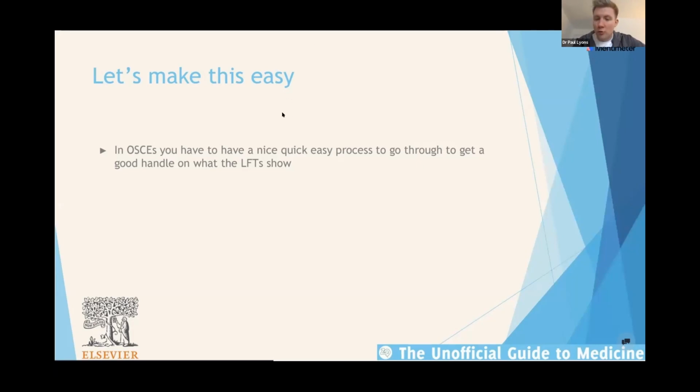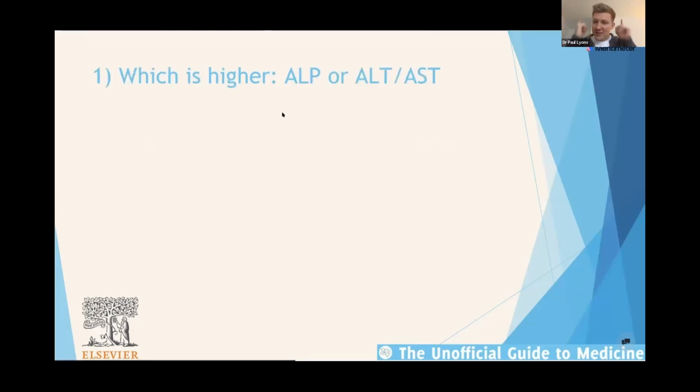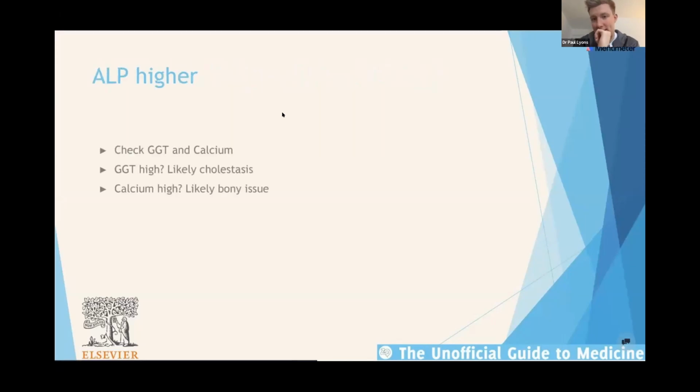That's helpful. So the first thing you have to look at is which is higher. Is it the ALP? Is it the ALT? All right. That's the first thing. AST may or may not be there. ALT, ALP. If ALP is higher, ALT is higher. So let's say, for instance, that the ALP is higher. The next step is to check the GGT and the calcium. If the gamma GT is also raised, then you're looking at cholestasis. You're looking at gallstones. You're looking at an obstructive picture. If the calcium's higher, it's likely bones. And that's it.